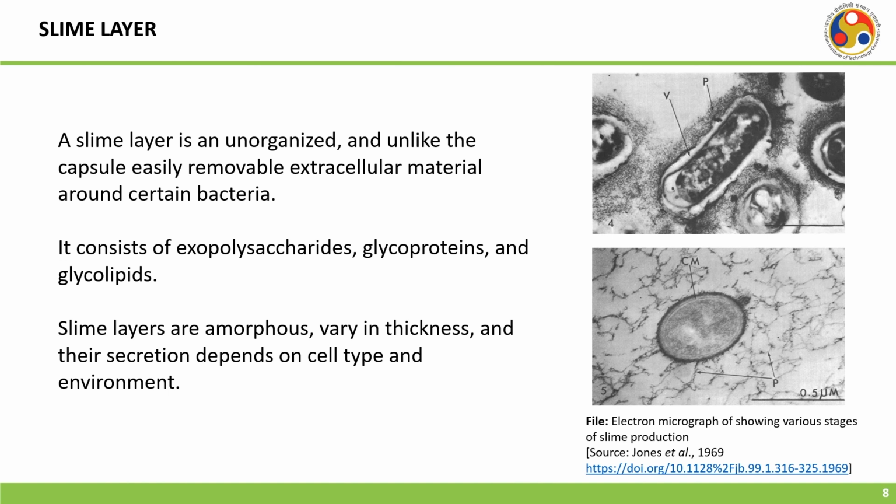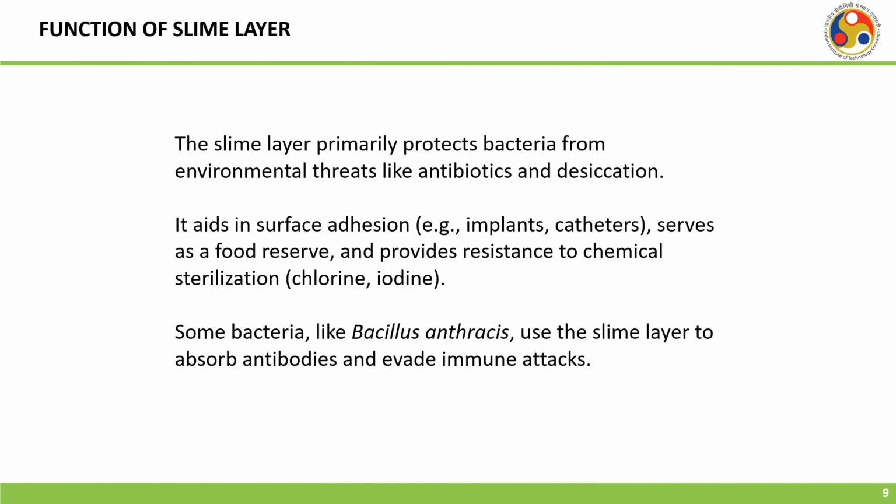What is a slime layer? A slime layer is an unorganized, and unlike the capsule, easily removable extracellular material found around certain bacterial species. It consists of exopolysaccharides, glycoproteins and glycolipids. Slime layers are amorphous, vary in thickness, and the secretion depends on cell type and environment. In this figure, you can see the various stages of slime production. We are not going into details of this description, which is beyond the scope of this particular course.